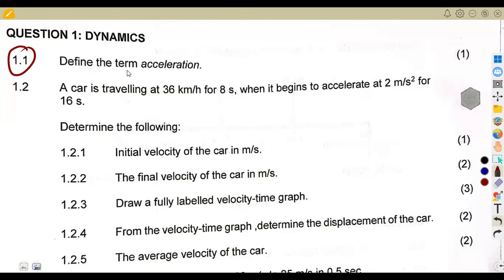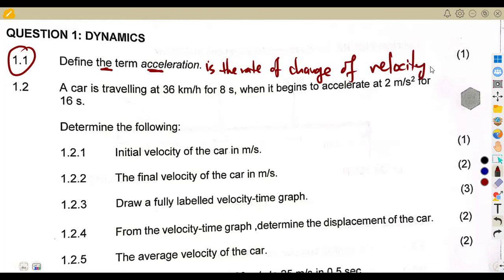The first question, 1.1: define the term acceleration. We use this term when we are comparing speed, whereby we are now talking about the velocity and how it is changing. So it's simply the rate of change of what? Of velocity. We're talking about the rate of change of velocity, and it is measured in what? Meters per square second.